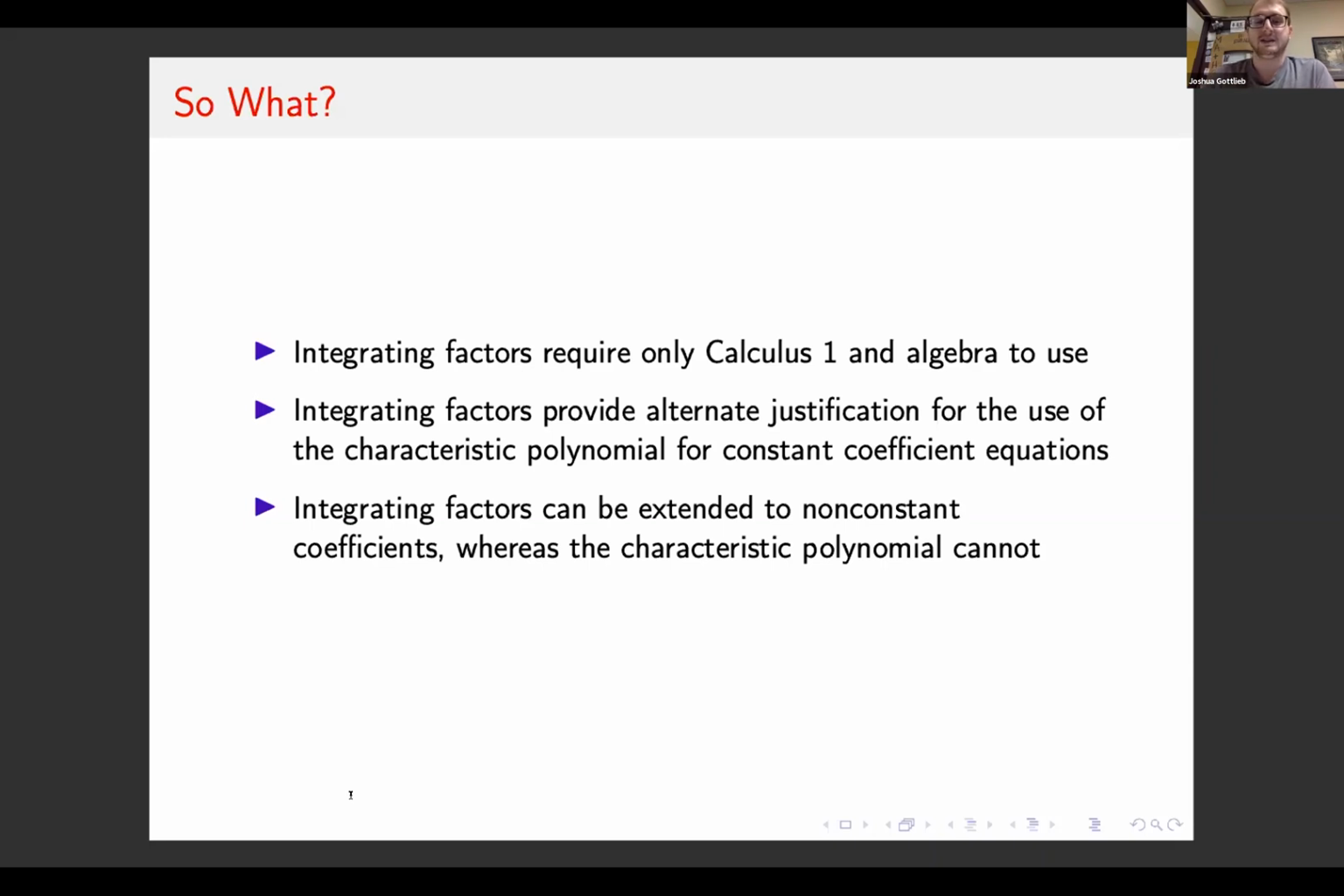And finally, the integrating factor can also be extended to solve non-constant coefficient equations, whereas the characteristic polynomial is limited to only constant coefficient equations. So we're not going to go into the non-constant coefficient equations in general.